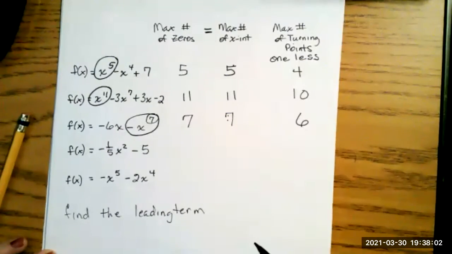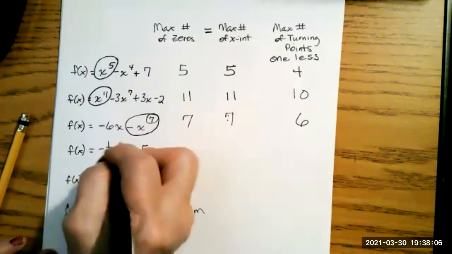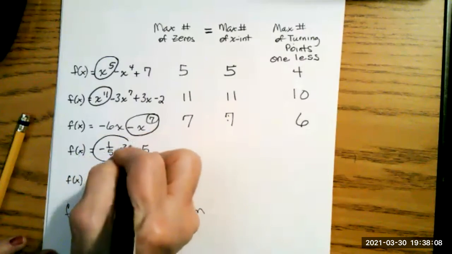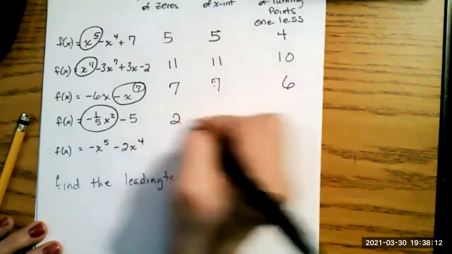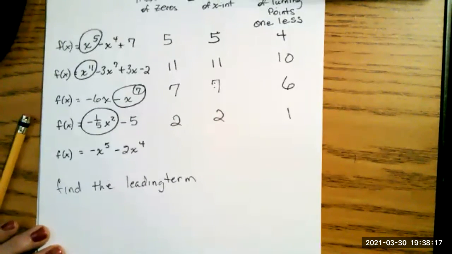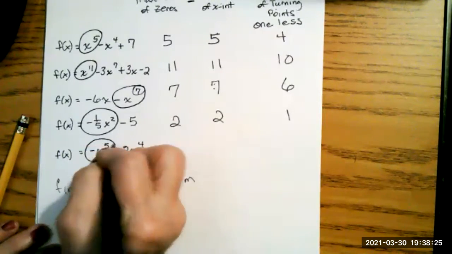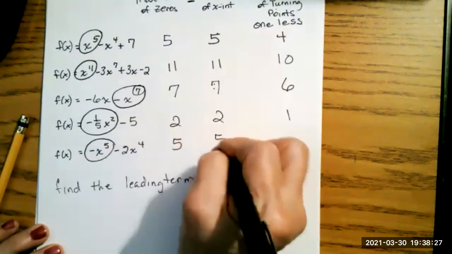That's good. Okay, Amanda, can you do this one? Yes, ma'am. What is it? 2, 2, 1. Okay, one more. Astanika. 5, 5, 4. Yes.